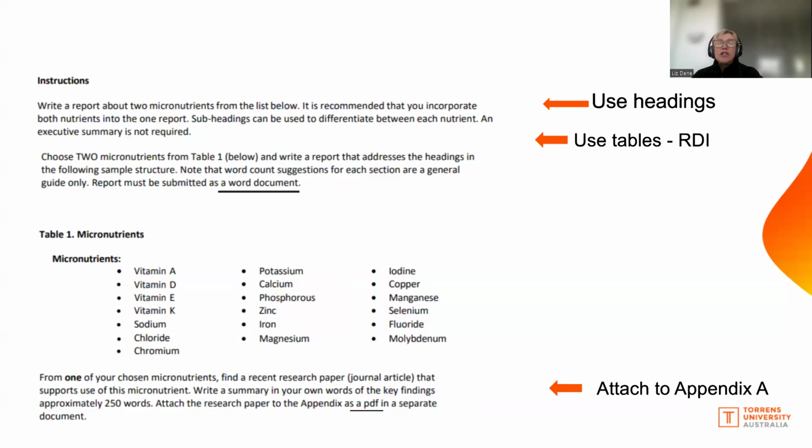You're going to choose 2 micronutrients. You can choose any 2. They don't have to go together. Some students often ask that question, is it better for them to go together? It's your choice. What are you interested in, and what can you find some research on? So you've chosen your 2 micronutrients.